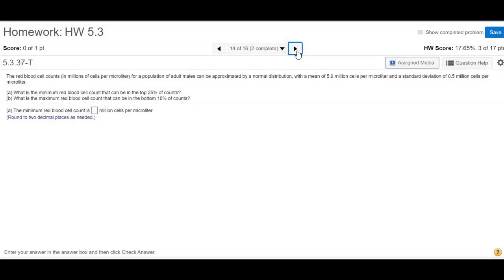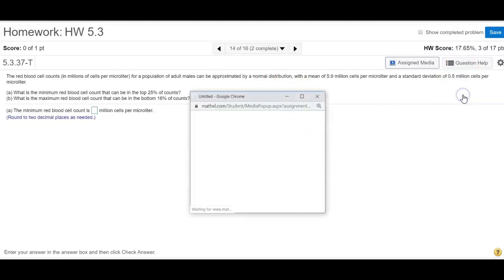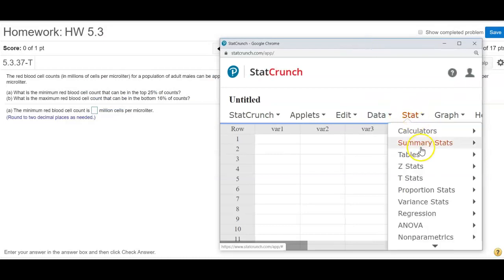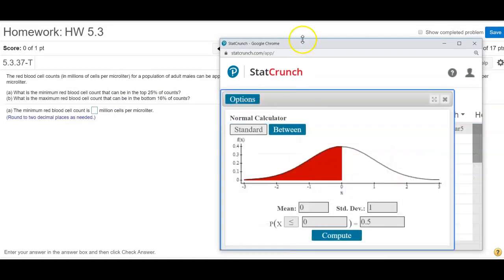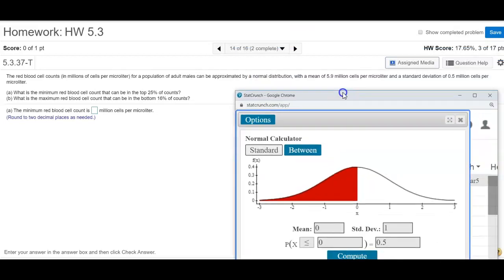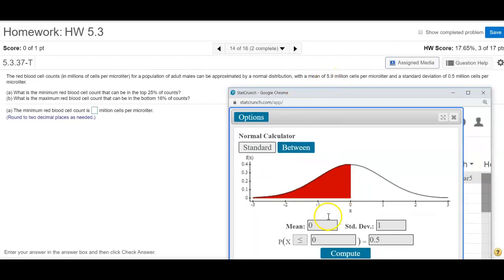Let's see. What is this one? The minimum. Okay, let me go ahead and do this one. This is kind of a replication of the previous problem. The red blood cell counts for a population of adult males can be approximated by a normal distribution. Again, I am just opening a new StatCrunch so that y'all don't see different values. And I suggest y'all do this as well, because sometimes the values from the previous problem kind of get held back there. I know that the mean is 5.9.